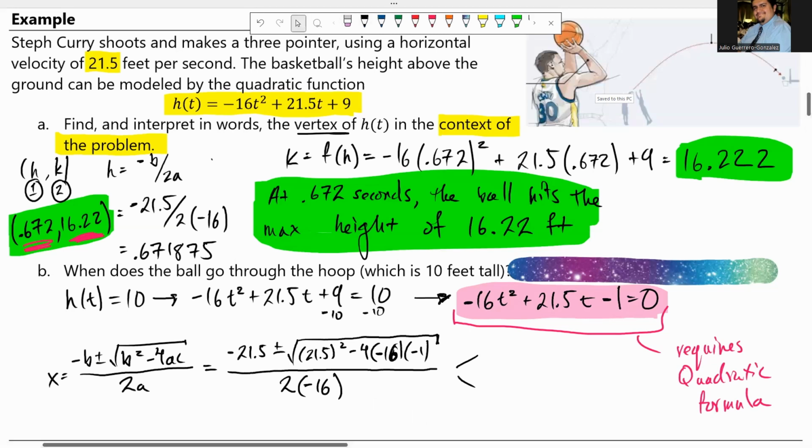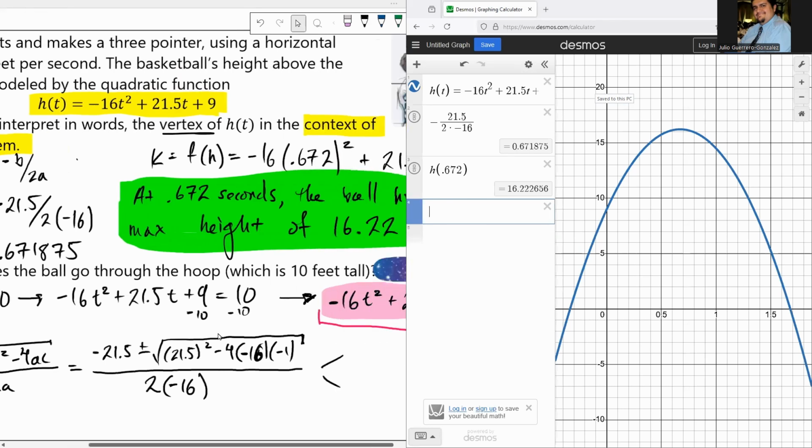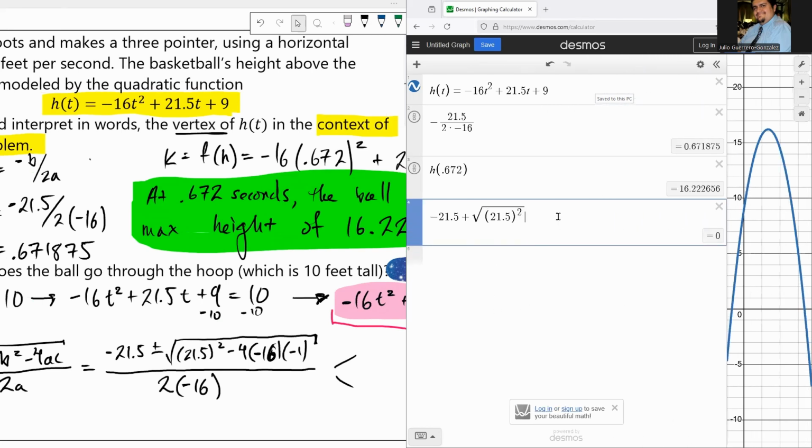So what I want to do now is throw this all into Desmos so you guys can see what I'm actually doing, the results I get, okay? So I'm going to leave it there, right? Minus 21.5 plus the square root, and use parentheses sparingly, right? 21.5 outside squared. Actually, I'm going to open this up a little bit so you guys can see the rest of it, okay? Minus 4 minus 16 minus 1, and I'm going to put all of this in parentheses, all divided by 2 times negative 16.